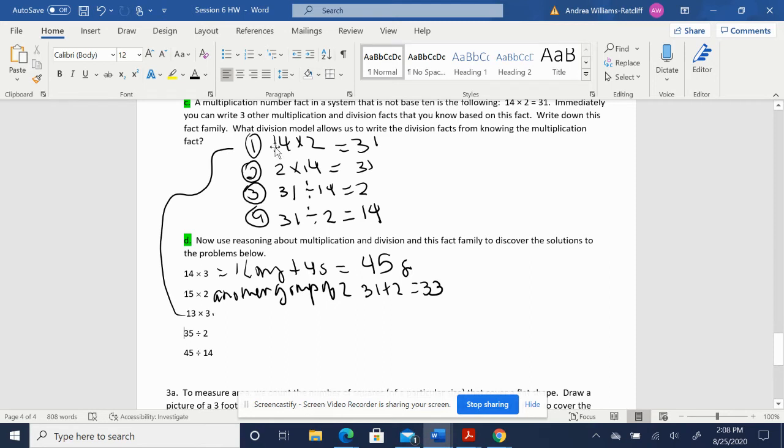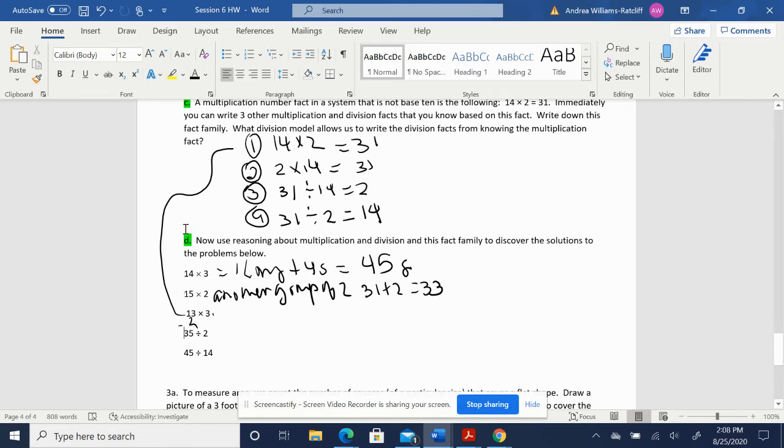Let's just say we first had 13 times 2. How would that change what our overall solution here is? Well, we would have 2 less, right? Because we'd have 13 groups of 2 instead of 14. So that would change us by 2.